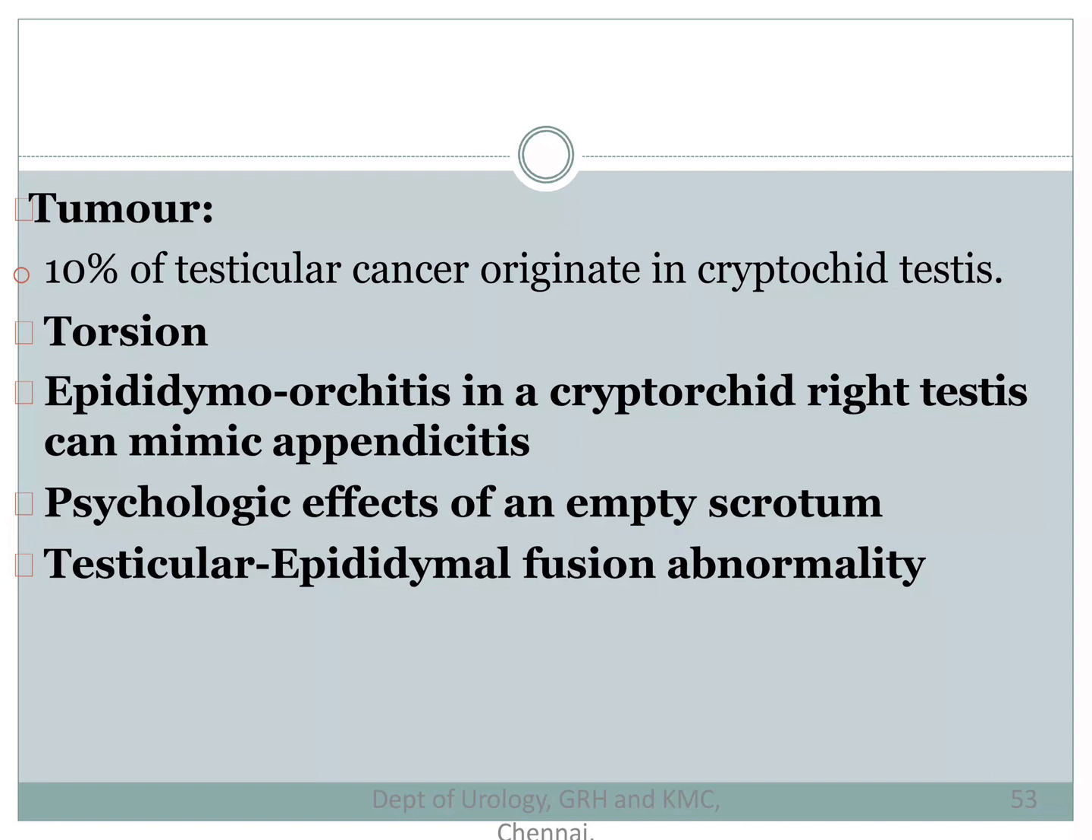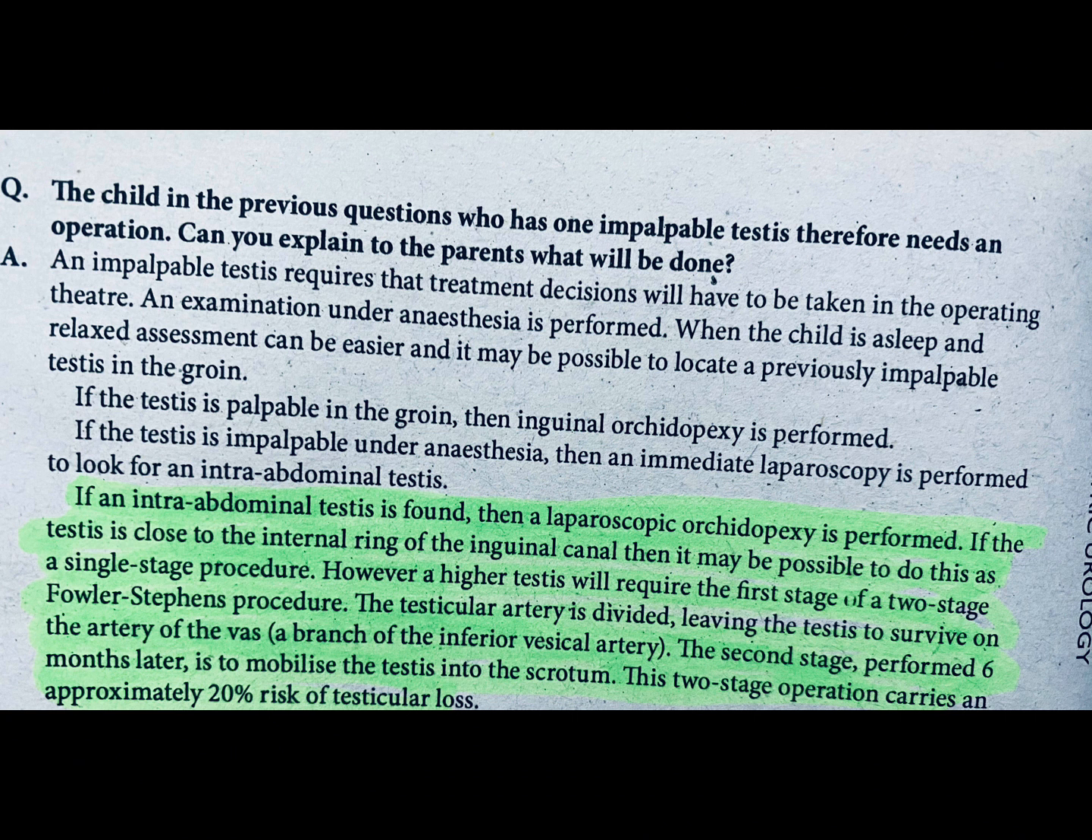And now if the parent of the patient is ready for surgical correction, orchidopexy, then how do you explain to the parent what will be done during the procedure? You will explain like this: with an impalpable testis, the treatment decision will have to be taken in the operating theater, because the decision of impalpable or undescended testis is to be made under general anesthesia. So an examination under anesthesia is performed when the child is asleep and relaxed. Assessment can be easier, and it may be possible to locate a previously impalpable testis in the groin.